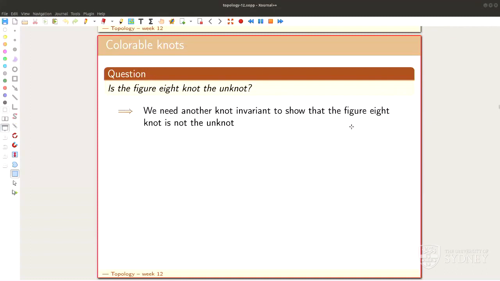So the question is still, we haven't answered that yet, which is a bit disappointing, of course. But is our little figure eight knot actually the unknot? Let me go back to the table. So I showed you the table. So it definitely is not the unknot.